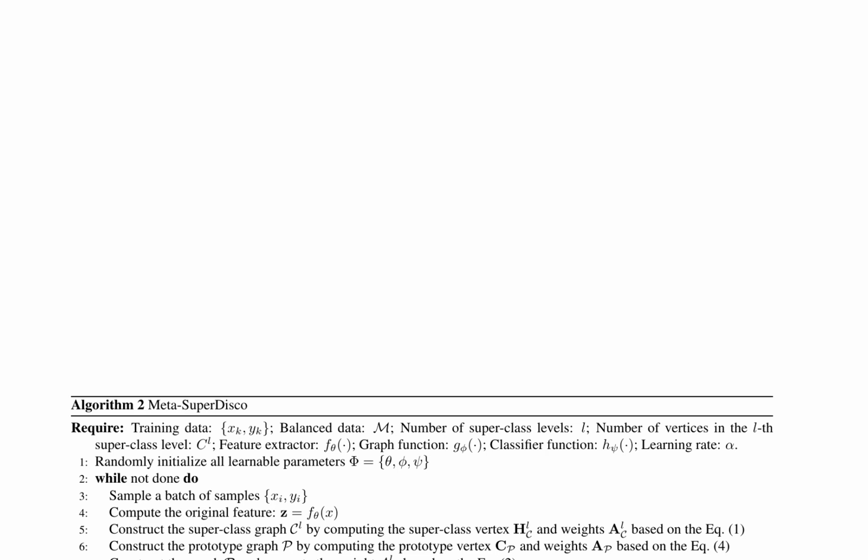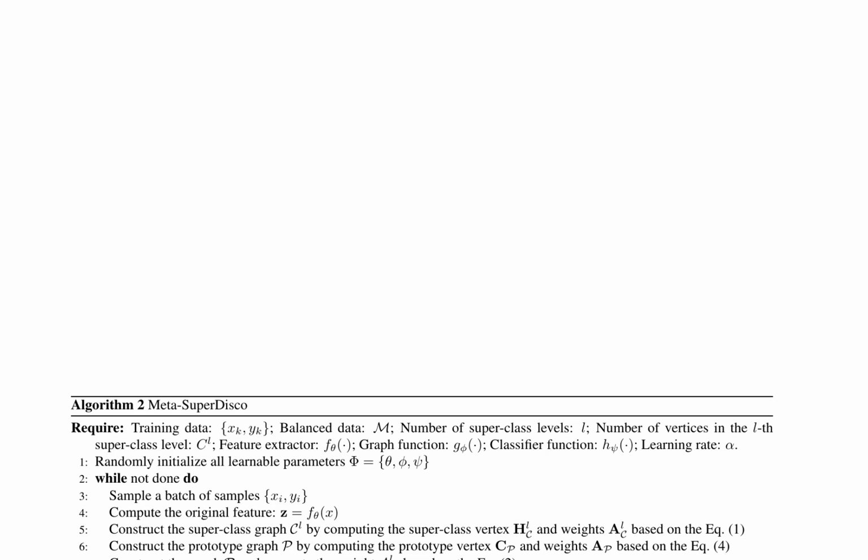The meta-SuperDisco algorithm is a novel approach to learning hierarchical representations of data, integrating a feature extractor, graph function, and classifier function. It takes in training data, balanced data, the number of superclass levels, the number of vertices in the L-th superclass level, as well as the feature extractor, graph function, classifier function, and learning rate as inputs. The algorithm initializes all learnable parameters randomly and iteratively updates them until convergence.